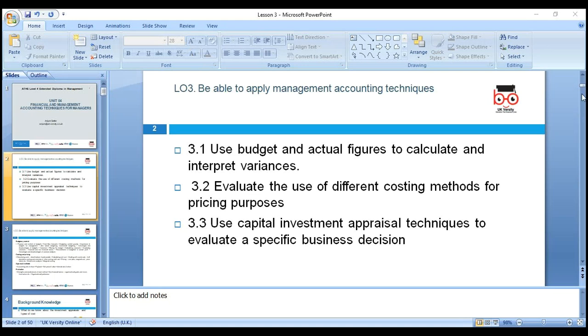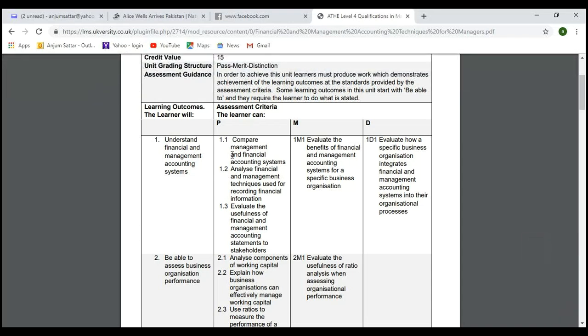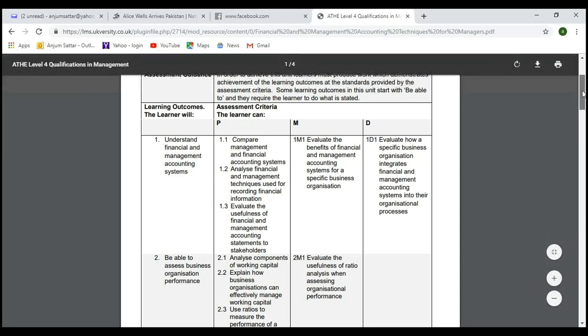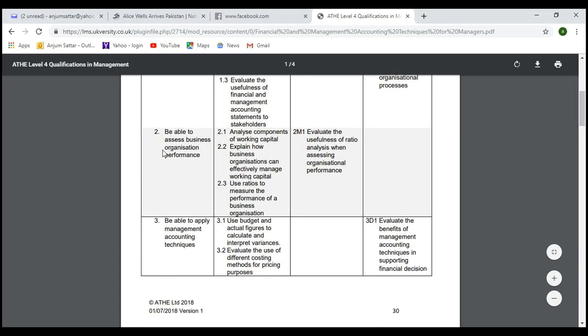Before starting, we'll recap what we've learned up to now. We discussed understanding financial accounting and accounting systems, comparing management and accounting systems, analyzing financial and management accounting techniques of information, and evaluating the usefulness of financial statements, where I covered all four types: income statement, balance sheet, cash flow, and statement of change in equity.